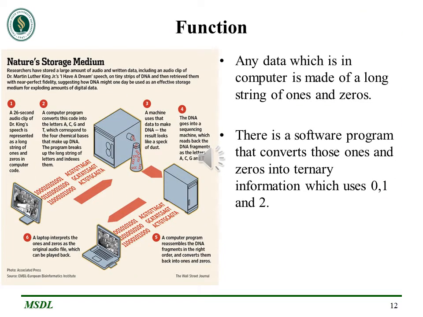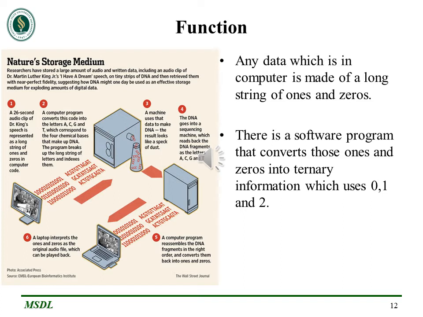Then how does it work? It goes like this. Any data in a computer is made of a long string of ones and zeros. There is a software program that converts those ones and zeros into ternary information which uses 0, 1 and 2. You can look at this figure, where the whole function has been explained.